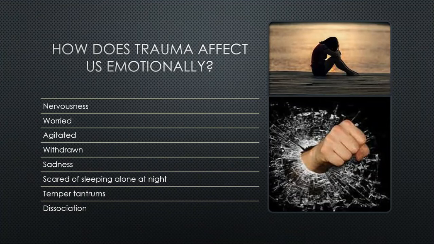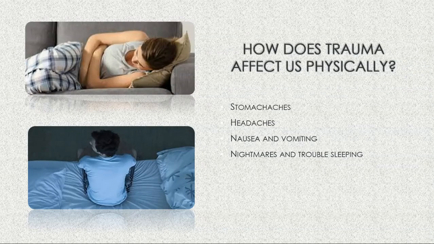Trauma can even affect us emotionally. You can experience things such as nervousness, being worried about your safety, agitated, withdrawn, sadness, scared of sleeping alone at night, temper tantrums, or even disassociated, which is your ability to cope with the trauma by withdrawing from the world. Trauma can be so powerful, it has the ability to affect us physically. It can cause stomach aches, headaches, nausea and vomiting, or nightmares and trouble sleeping.